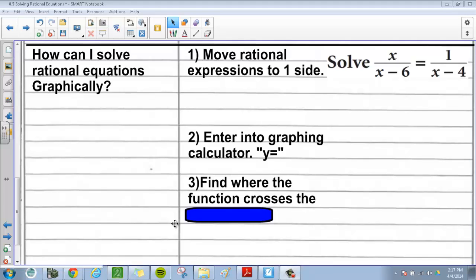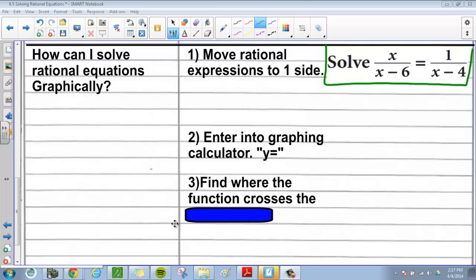Okay, I just showed you how to solve this problem right up here algebraically in the last video. Now I'm going to show you how you can use your graphing calculator to solve it. The first step in solving something like that is moving the rational expression to one side.